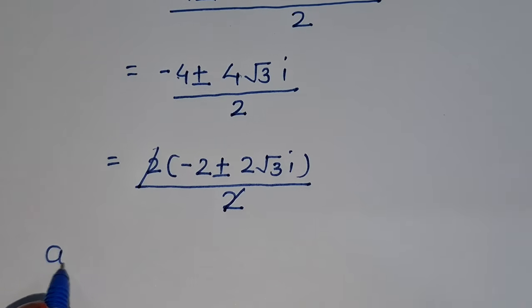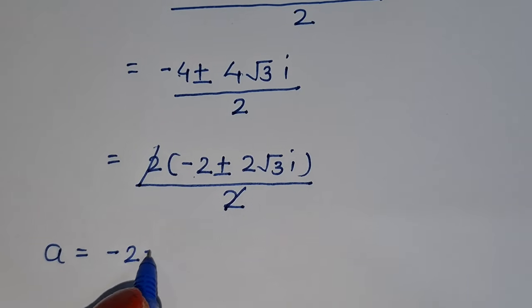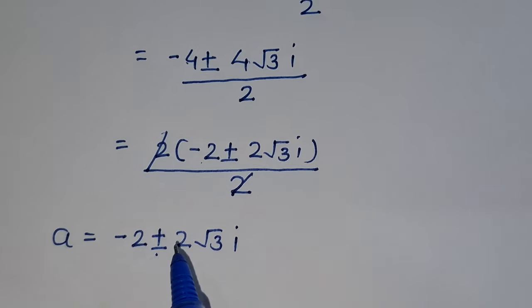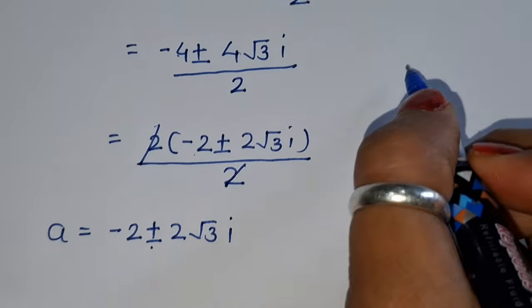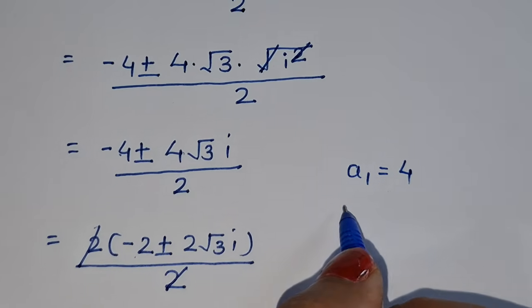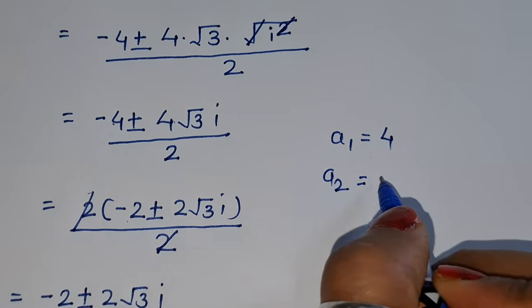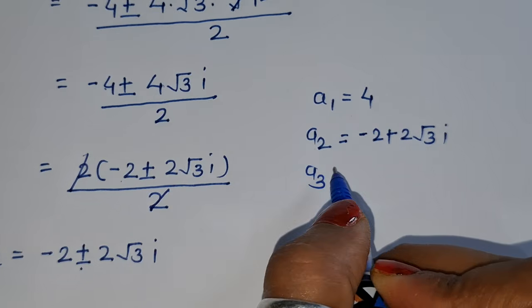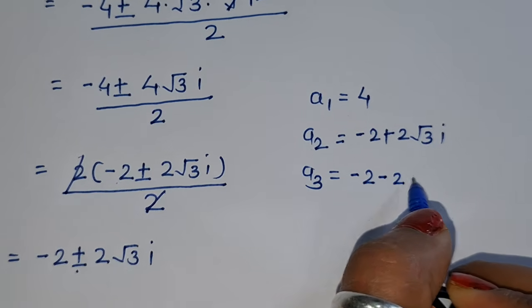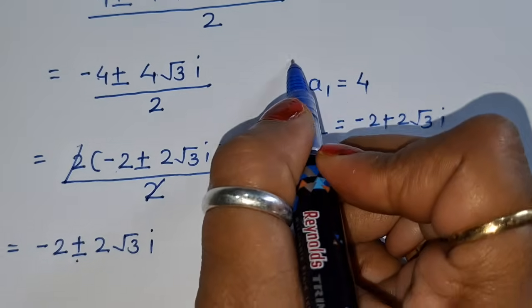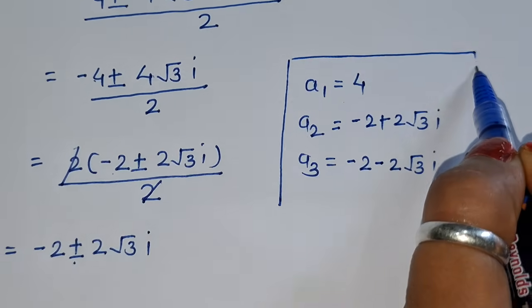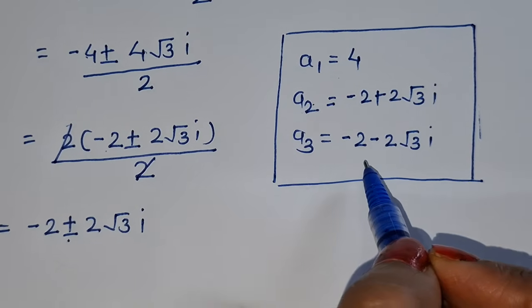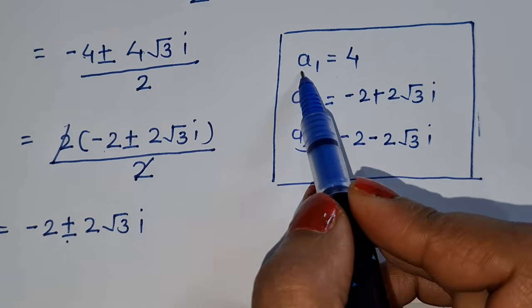So we can say the value of a is equal to minus 2 plus minus 2 square root of 3 i. Here positive and negative both values are present. First we got the value a1 is equal to 4. The next one is a2 is equal to minus 2 plus 2 square root of 3 i, and the last one is a3 is equal to minus 2 minus 2 square root of 3 i. So in this way we got a total of 3 values of a: a1, a2 and a3. But you can see a2 and a3 are complex solutions, and there is one real solution, that is a1 is equal to 4.